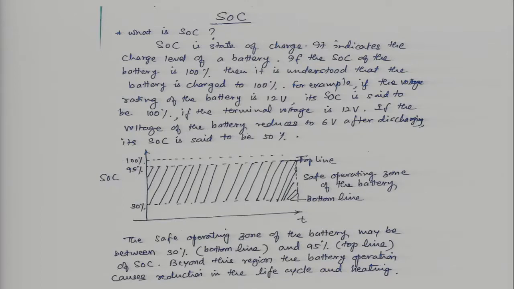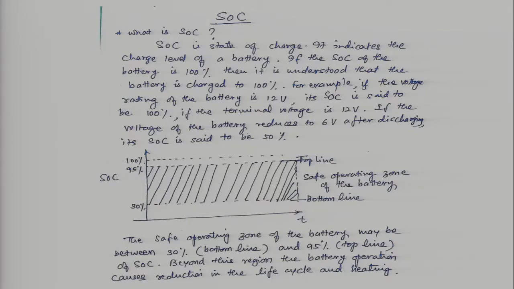Charging beyond this particular top line will cause the reduction in the life cycle of the battery. Similarly, it can cause unnecessary heating of the battery, as well as some of the gases may be produced inside the battery, so bubbling and all. So that should not happen. That is why we say that the battery must be charged up to only 95%, not beyond, approximately equal to 95%. Now there is a bottom line which is around 30%.